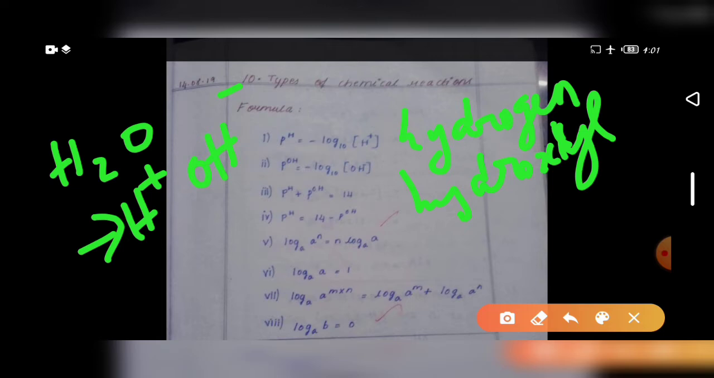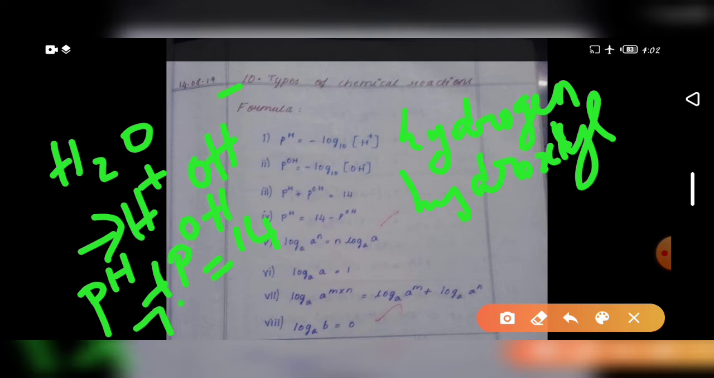Okay, next, pH plus pOH is equal to 14. That is, power of hydrogen ion plus power of OH minus ion is equal to 14. The total value is 14. That is, 7 plus 7 equal to 14.